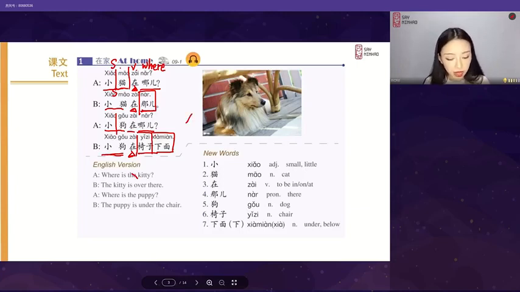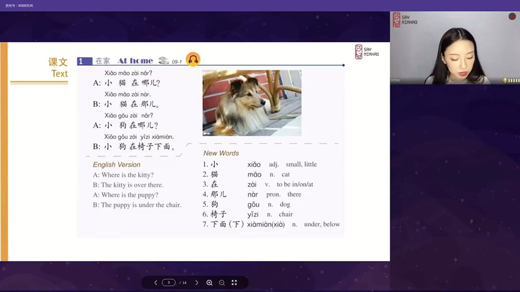Okay. Now, let's try to read it from the start. Read after me. 小猫在哪儿?小猫在那儿。小狗在哪儿?小狗在椅子下面。Okay, when we are reading, please pay attention to the differentiation between 哪儿 and 那儿。哪儿, third tone, is where. 那儿, fourth tone, is there.